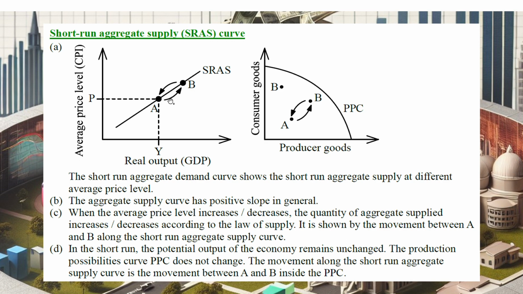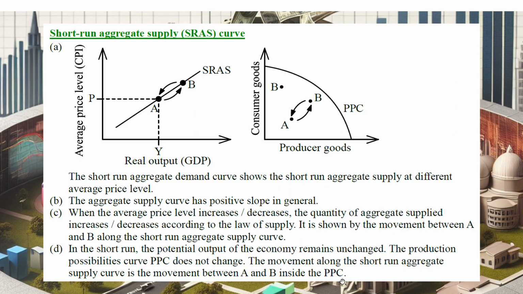And you may wonder why the economy can grow in the short run. Because we are inside the production possibility curve, so we have some room for improvement. In the short run, the potential output of the economy remains unchanged. That's the definition of short run, so the production possibility curve does not change. The implication is that the movement along the short run aggregate supply curve is the movement between A and B inside the PPC.